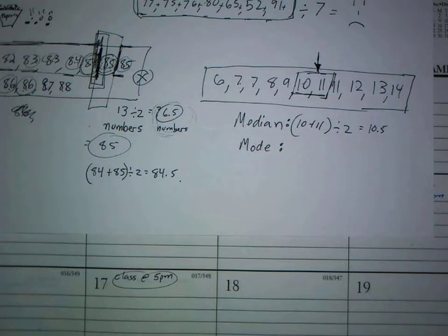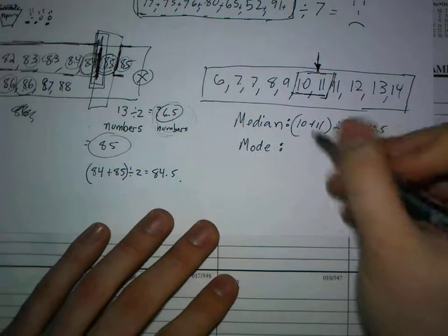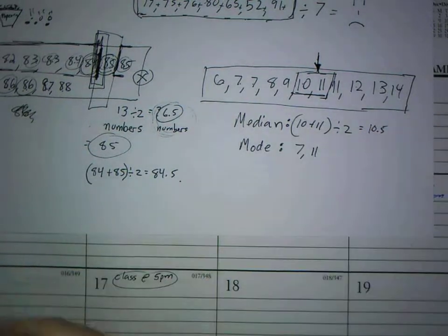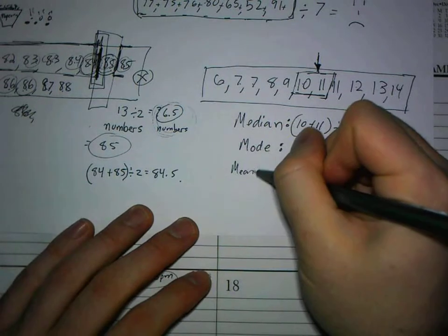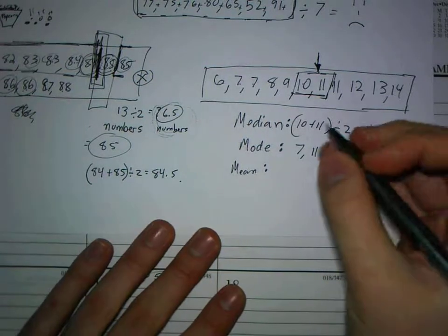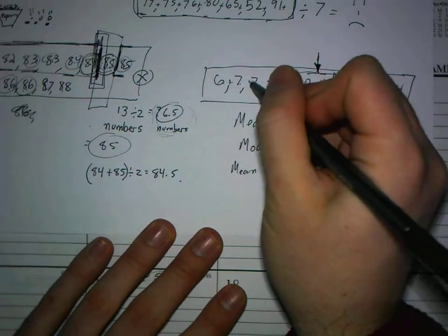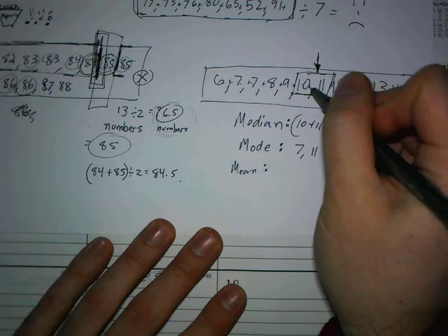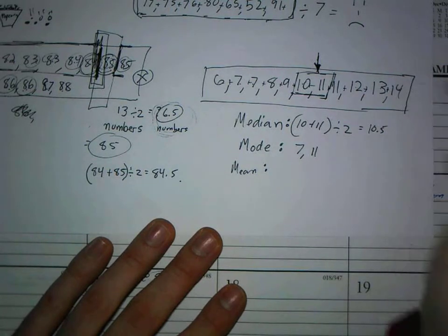Emma S., she's checking it out. Emma S.: 7 and 11 is the mode. They're the two highest frequency numbers. And then what is our mean? You might need a calculator for this one or a few minutes to do it by paper and pencil. Add them all up. And then divide by the number of numbers you have.